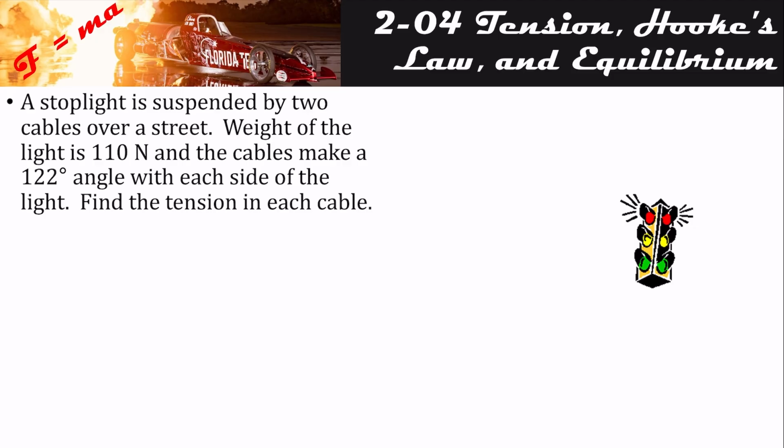A stoplight is suspended by 2 cables over a street. Weight of the light is 110 newtons. The cables make 122-degree angle with each side of the light. Find the tension in each cable.